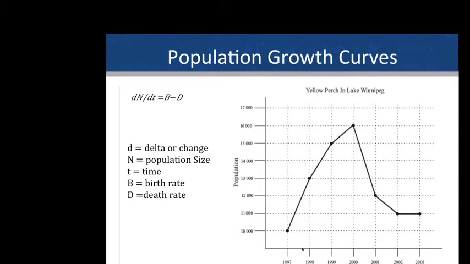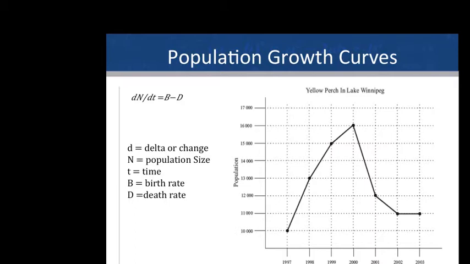In 2000, the population of perch was 16,000. In 2001, they declined by 4,000 perch. Okay? Therefore, 4,000 more deaths occurred than there were births. Don't let students think this is simple. 4,000 perch didn't die. You need to understand that the births didn't cease.